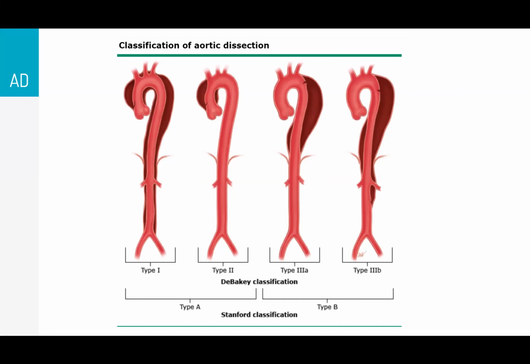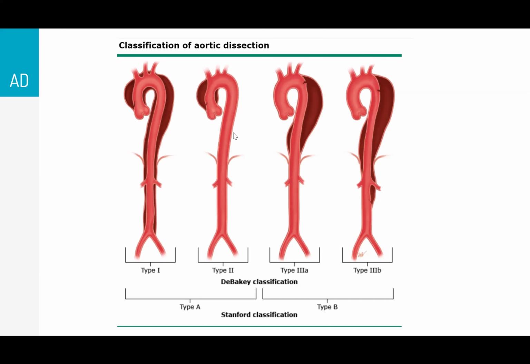This graph shows all types of the Baker and Stanford classification. So the first 2 are considered type A because both involve the ascending aorta, even though the first one goes all the way to the descending thoracic and abdominal aorta. The two on the right are considered type B because they spare the aortic arch and the ascending aorta and only involve the descending aorta and abdominal aorta. This is for the Stanford.